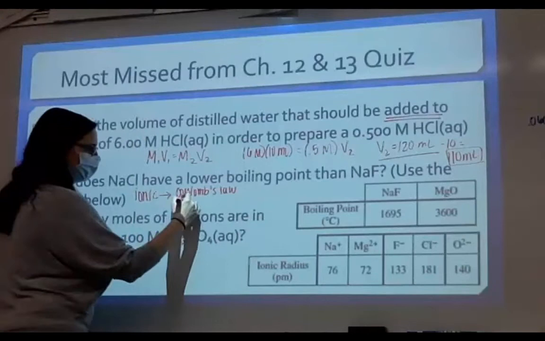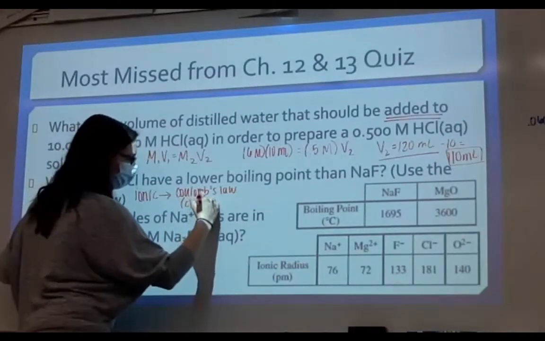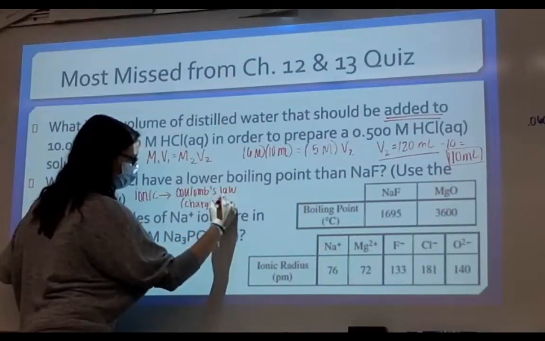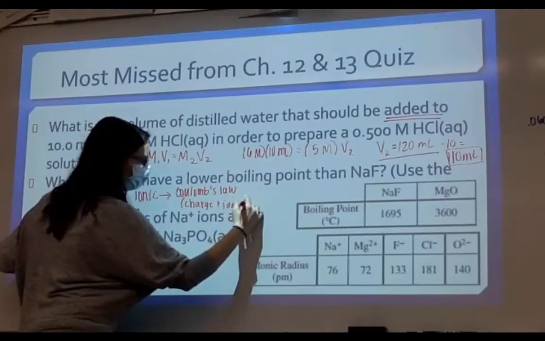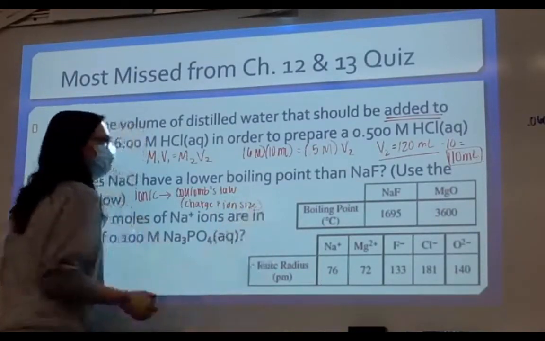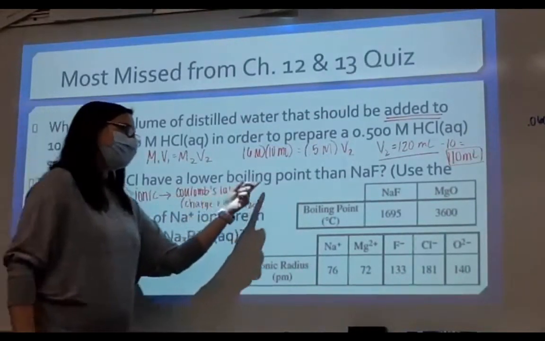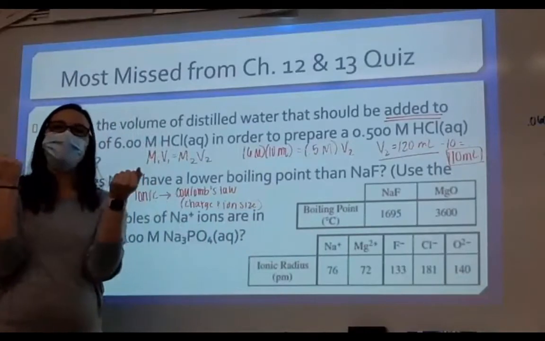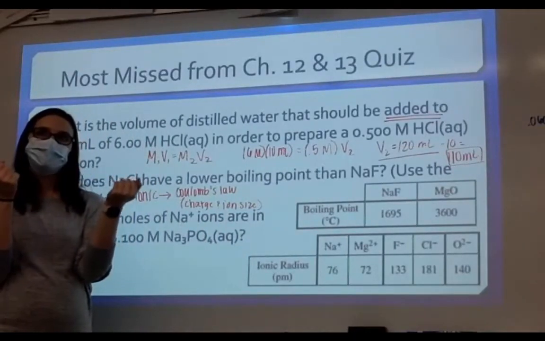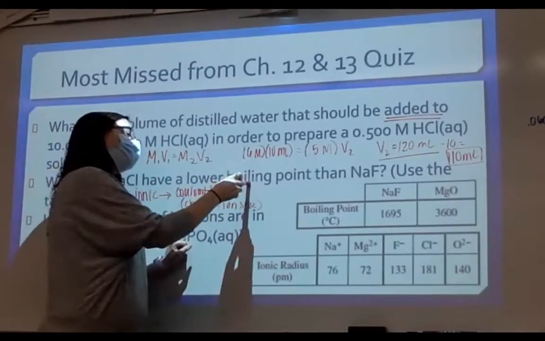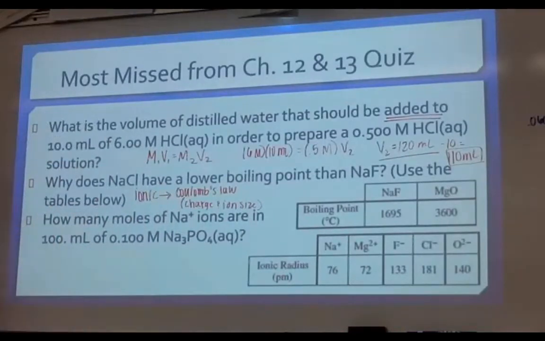So remember that Coulomb's law looked at the charge and the ion size. When we're looking at boiling point, remember boiling point is essentially just the strength needed to break the ionic bond. So when we're looking at boiling point, we have to go back and look at Coulomb's law.